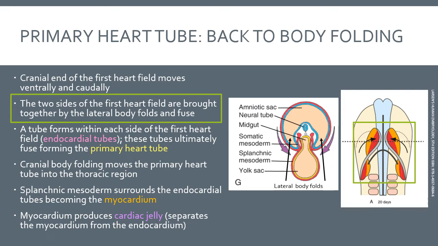And again, the lateral folds are the ones that create the gut tube, which we talked about earlier. So the cranial end of the first heart field is moving ventrally and caudally, so towards the stomach and the tail. Then the 2 sides of the first heart field are brought together by the action of the lateral body folds. So just like they're bringing the gut tube together, they also bring these heart fields together.